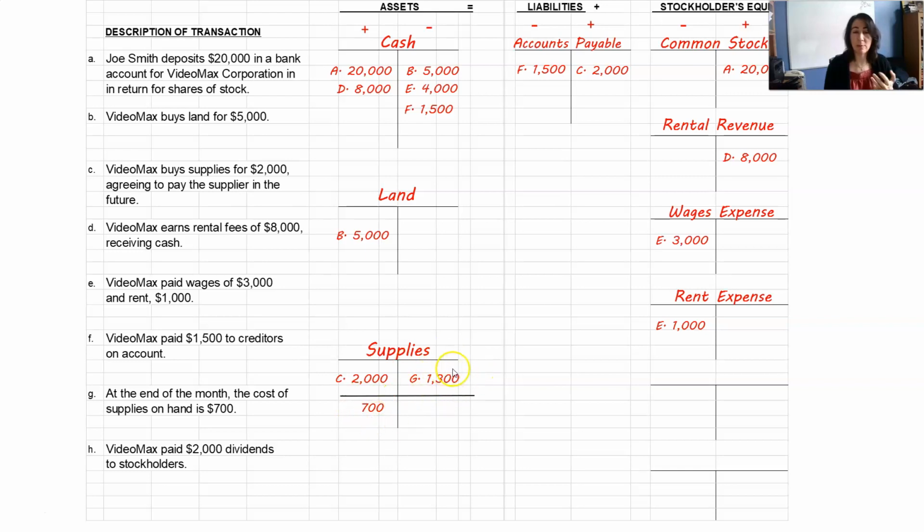And this using up of supplies is an expense. So you'd have a debit to your supplies expense of $1,300. All right, VideoMax paid $2,000 in dividends to stockholders. So we bring our cash down, $2,000. And we have the account of dividends. Right? And dividends are inherently a negative, so they're going to be a debit.